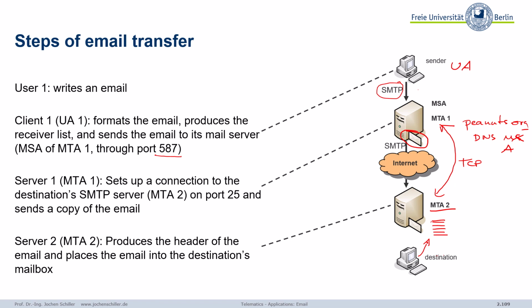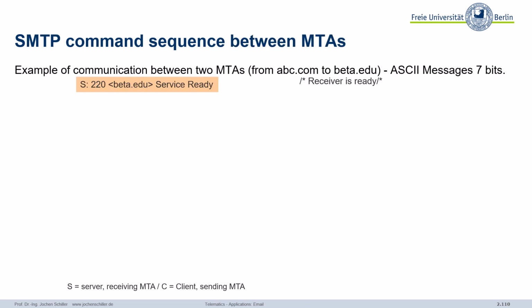So what's going on here in between? We are now at this phase of the transfer. So what's going on in between? That's the interesting part. So how do those MTAs talk to each other? Via using the TCP connection. So simple example. So between two MTAs, remember, ASCII 7 bits.